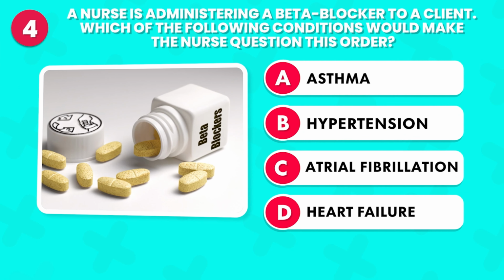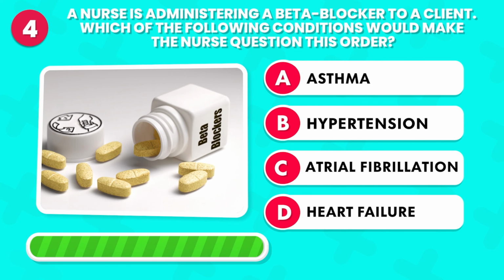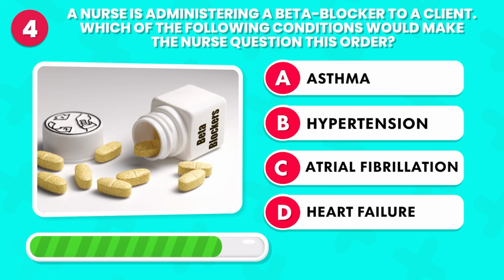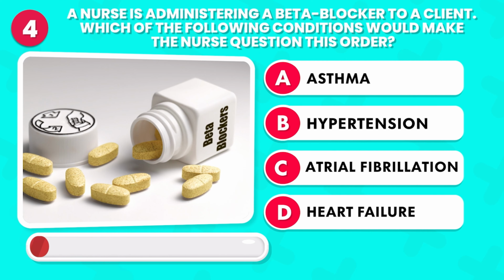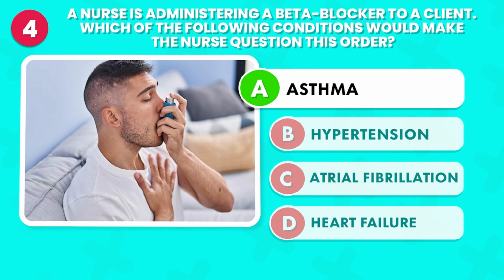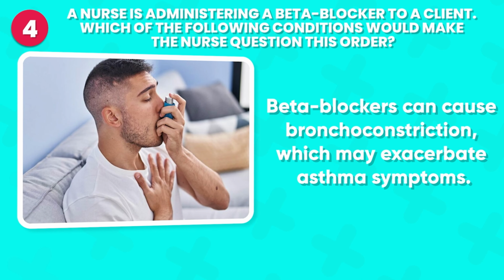A nurse is administering a beta blocker to a client. Which of the following conditions would make the nurse question this order? A. Asthma. B. Hypertension. C. Atrial fibrillation. D. Heart failure. It's A. Asthma. Beta blockers can cause bronchoconstriction, which may exacerbate asthma symptoms.